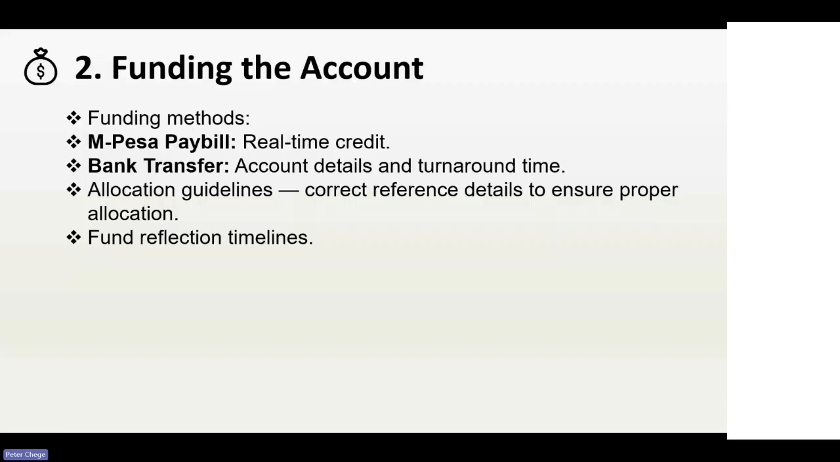So allocation guidelines: make sure you give correct reference details, as I said, your CDSC number or ID number. That makes it simple. But for M-Pesa, it is strictly CDSC number. Why? It is fully automated. For those who have done STK push on the app, within a second it is reflected. If you send from your M-Pesa app or through SIM Toolkit, that is the app on your phone for M-Pesa, or you use *334# then you select the pay bill option.